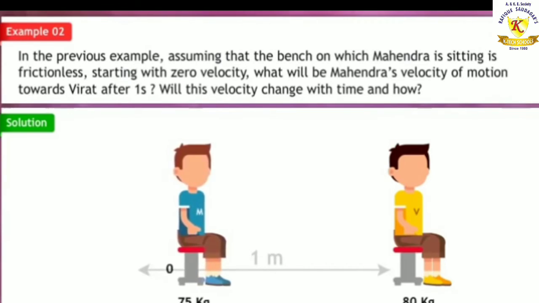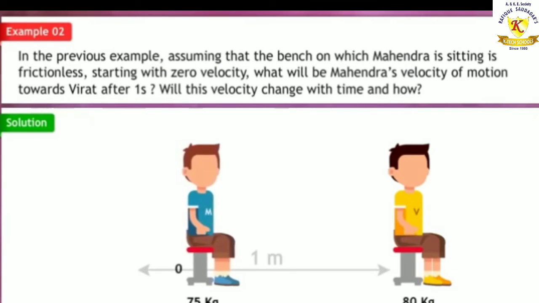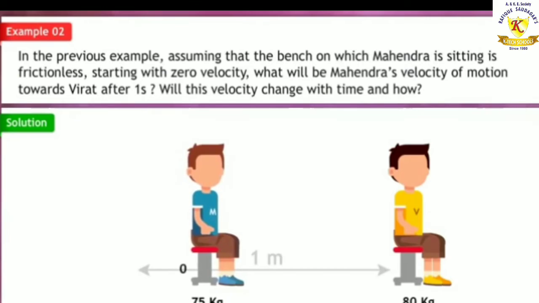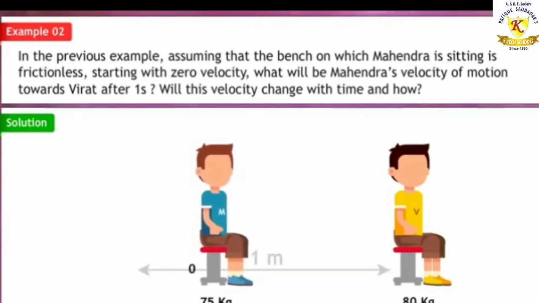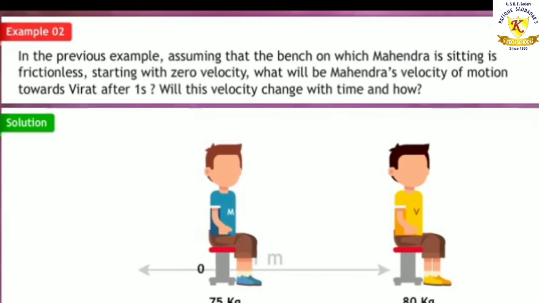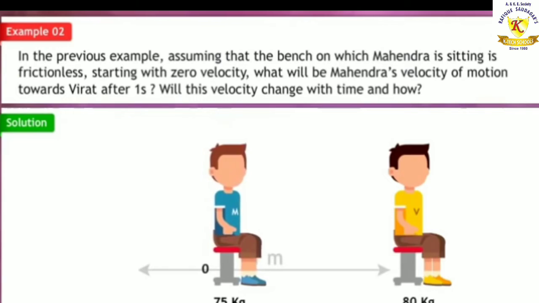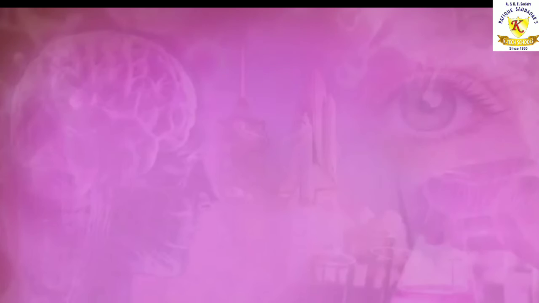The acceleration will also not remain constant because as Mahendra moves towards Virat, the distance between them will decrease, causing an increase in the gravitational force, thereby increasing the acceleration as per Newton's second law of motion.